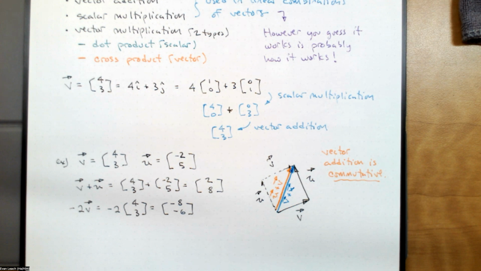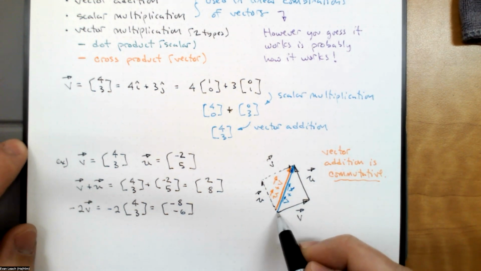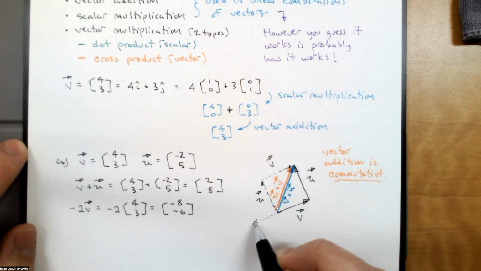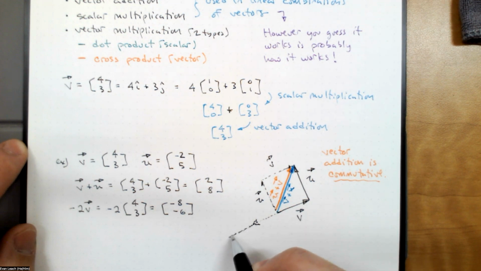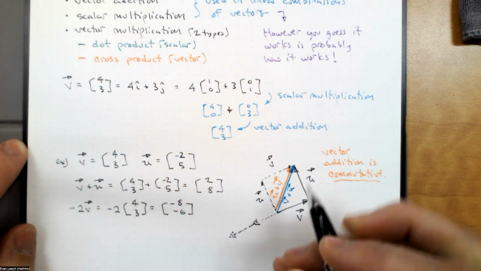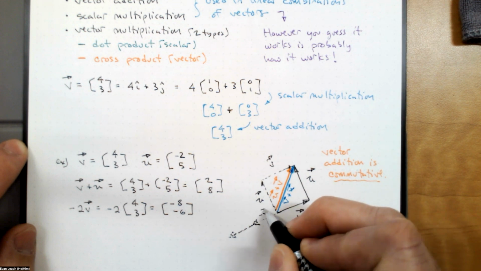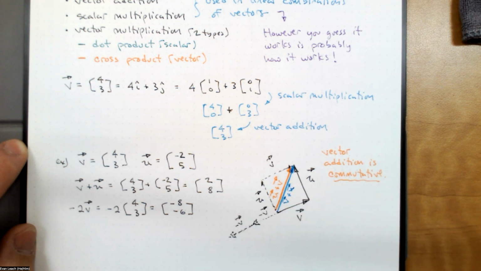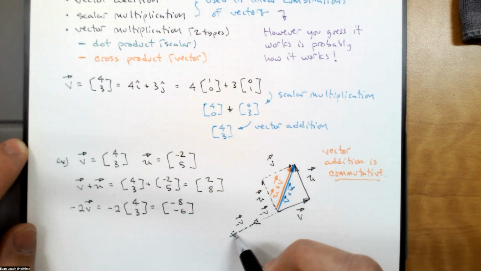In the second example, I've got -2 times v. I've got a scalar multiplied by a vector. All we're doing is scaling the vector. We're multiplying the magnitude by 2, and the negative is changing the direction. So I'm just going to take 2 copies of v in the opposite direction. And there'll be the vector negative 2v.